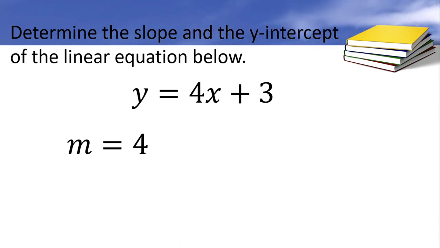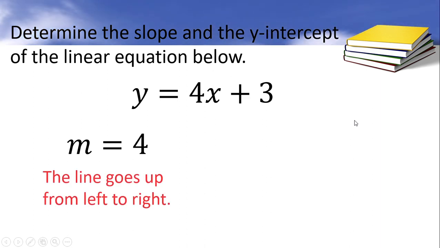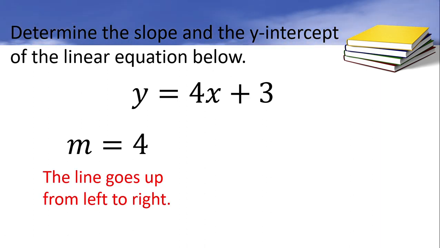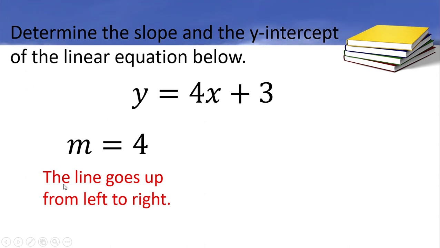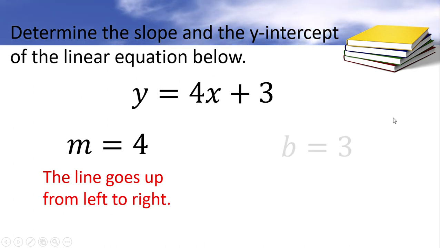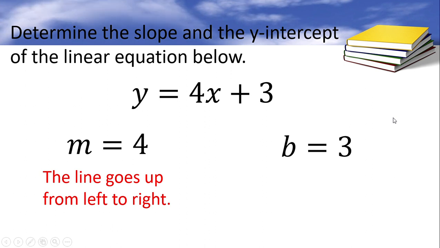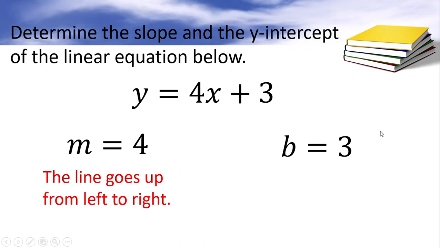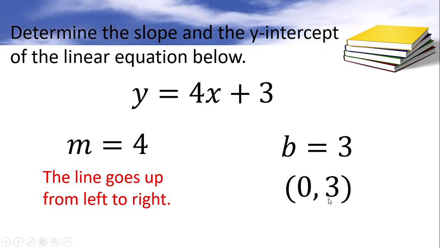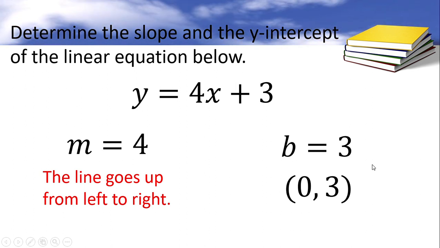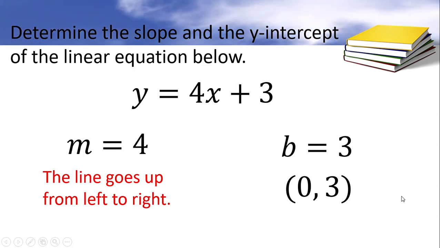From the slope, you can easily determine what our graph will be. Based only on that slope, the line goes up from left to right. Then our y-intercept is b is equal to 3. So this tells us that our graph will intersect the y-axis at (0, 3).